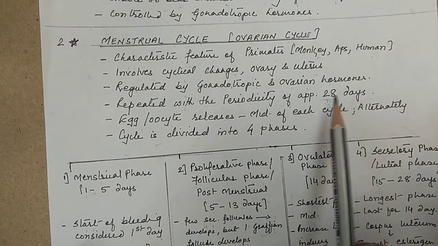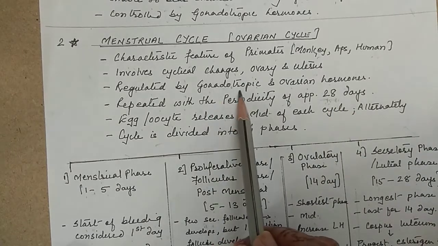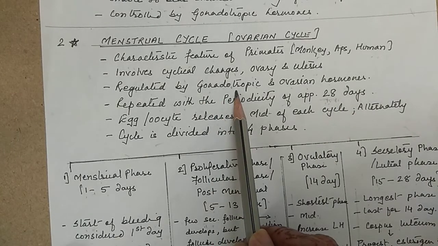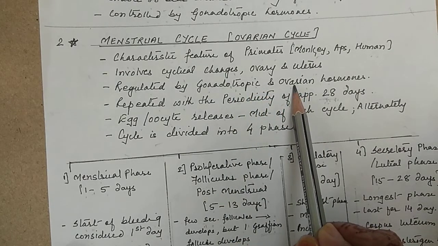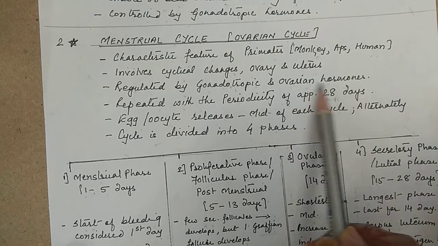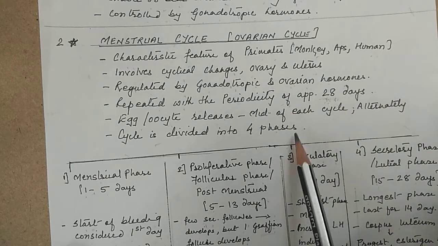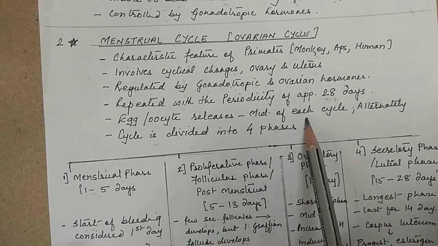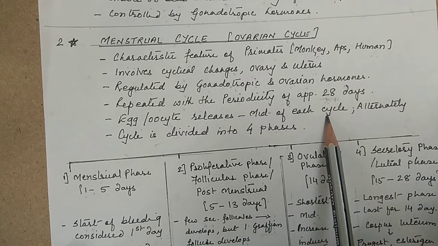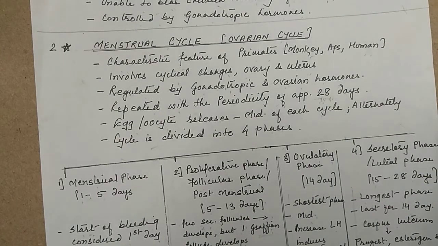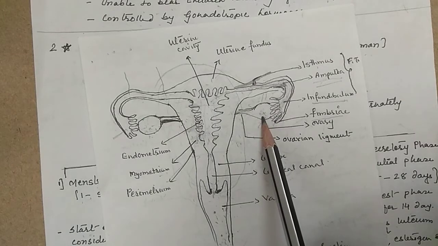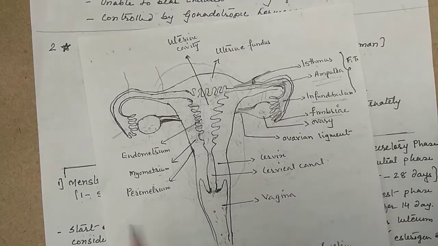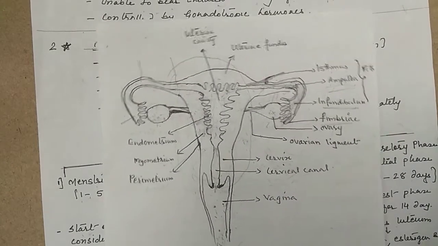This will help you. Now, these cycles are regulated by hormones which are secreted by the pituitary, called gonadotrophic hormones, and the other hormones which are secreted by the follicles, called the ovarian hormones. Clear? Now, in the middle of every cycle, you will find the egg is released from the ovary, in each cycle alternately. Suppose in the first cycle it is released from this ovary, in the next cycle it will be released from the other ovary. So alternately, they go on releasing the ovules.